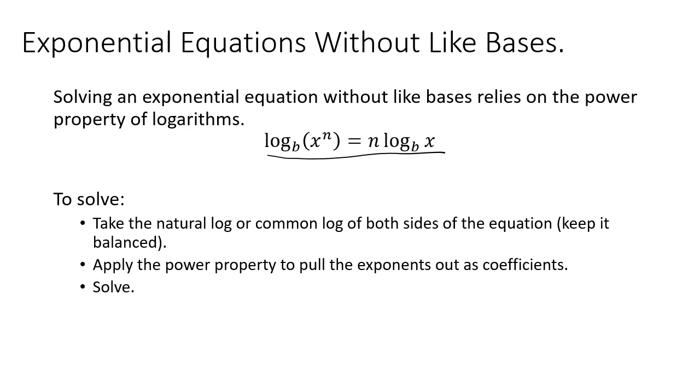So the process I'm going to stick to with the examples we're going to work is I'm going to start by taking the natural log or the common log of both sides of the equation. You have to do the same thing to both sides to keep the equation balanced like always. Then I'm going to apply the power rule to pull the exponents out as coefficients. And then I'm going to solve for the variable now that it has been pulled out of the exponent.